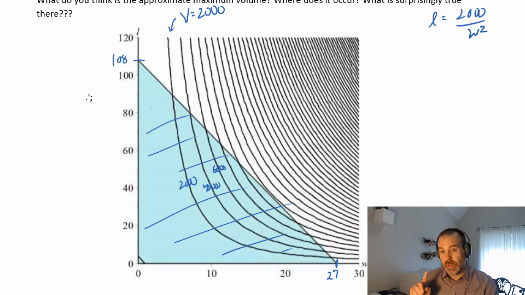Okay. So the key here is the volume keeps increasing with each level curve. So we want to be as far out as possible, which would put us right about here. That would give us that maximum volume.